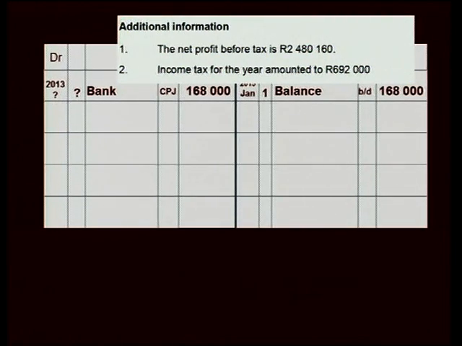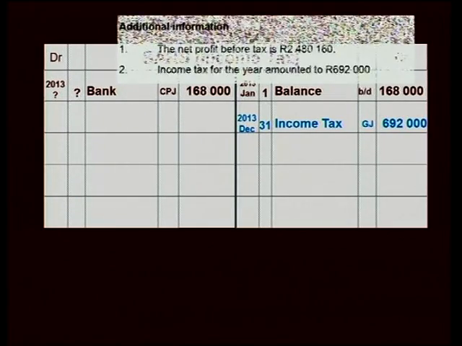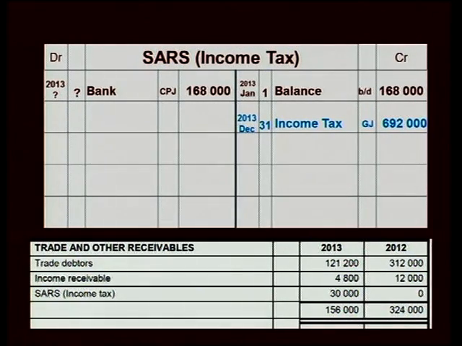Then grade 12, if I look at the other information, the additional information provided, you will see that the income tax for the year amounted to 692. And you will remember in our last lesson that we said that is a debit to the income tax account and a credit against that provision. But I don't know what my provision is yet.